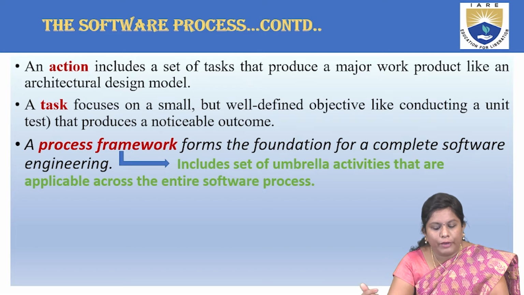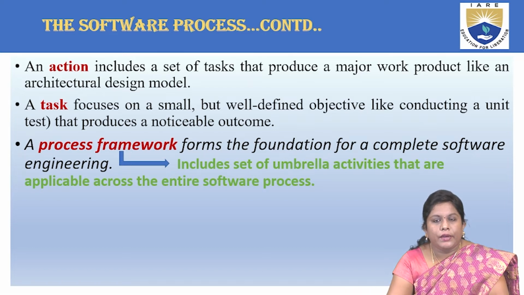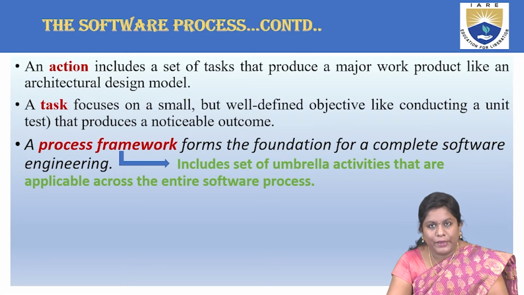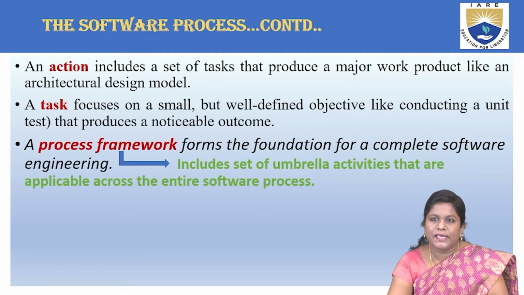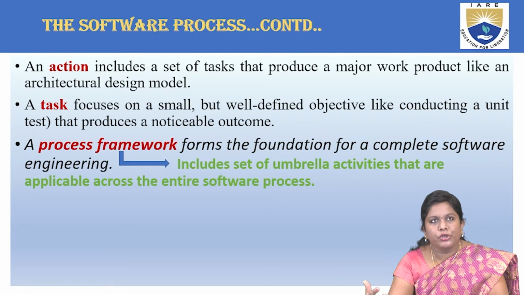Now, what does this framework indicate? As you can see, it says that it includes a set of umbrella activities that are applicable across the entire software process. So I repeat, the framework includes a set of umbrella activities. Just assume how an umbrella is. It has a lot of features within it, and it depicts different work by different people. What are the tasks involved? How are they doing it? What is the cost? Whether they are getting the right results in an efficient manner.